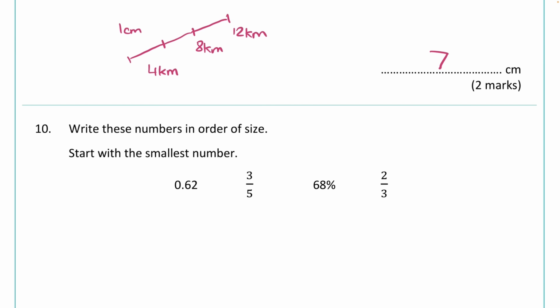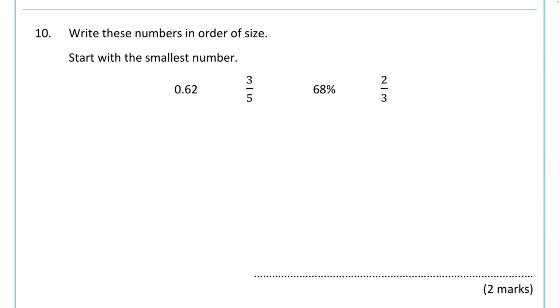Question 10 is asking us to write these numbers in order of size. Now at the moment we have fractions, decimals and percentages. We want them all in the same form. I tend to write them as decimals, but it's completely up to you. So I'm going to change them into decimals. 68% is our easiest one to do, so that'd be 0.68.